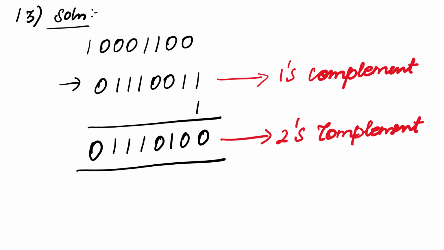For 1's complement, we need to invert all the bits: 01110011. To get 2's complement, we will be adding 1. The final answer is 01110100.